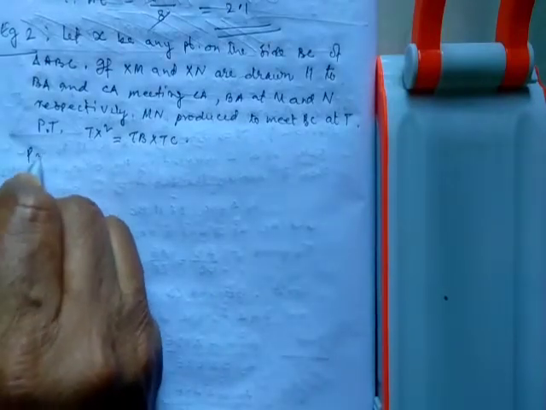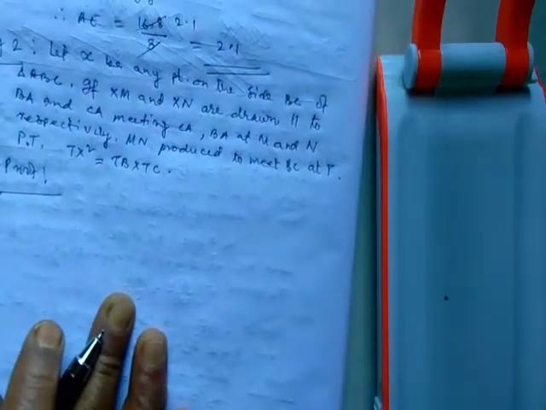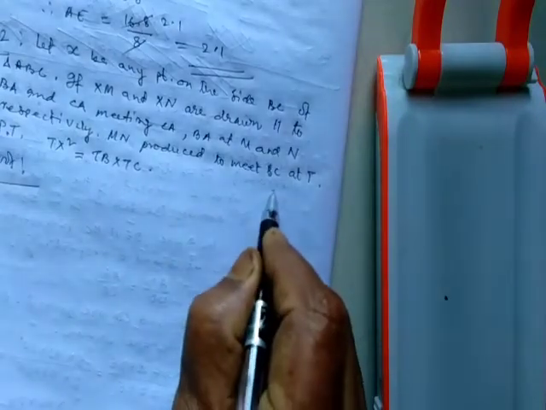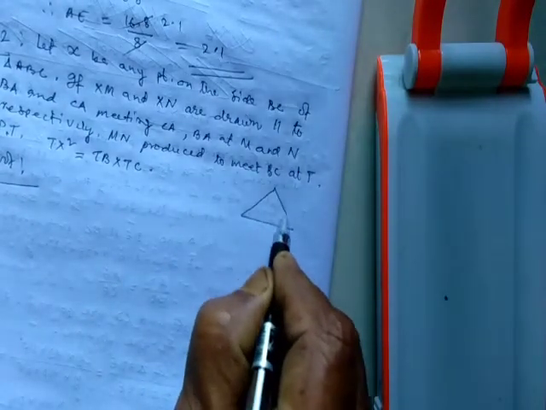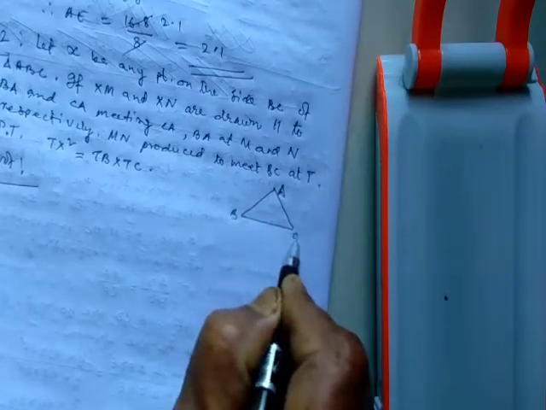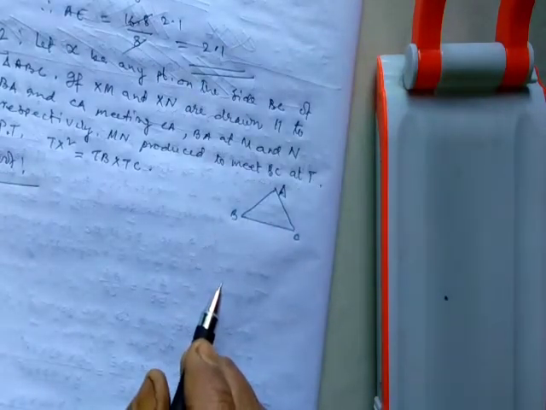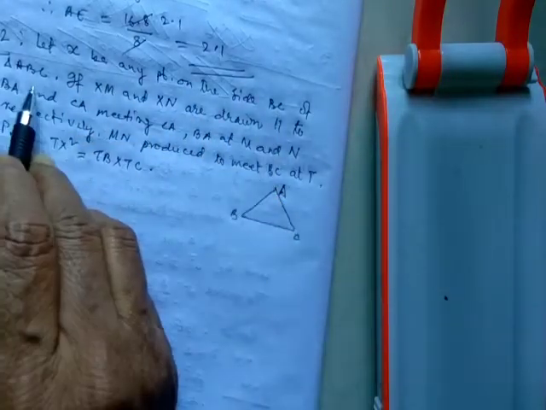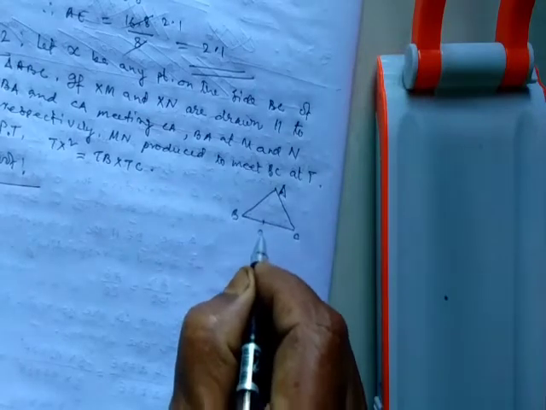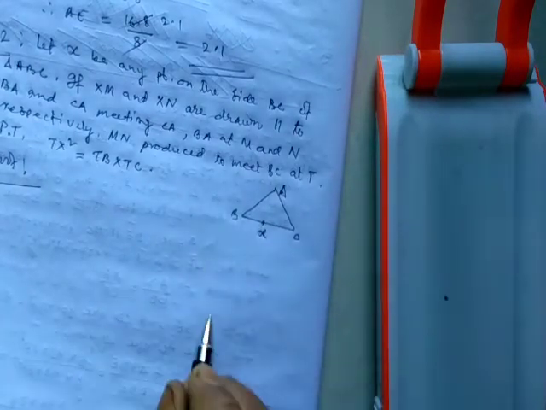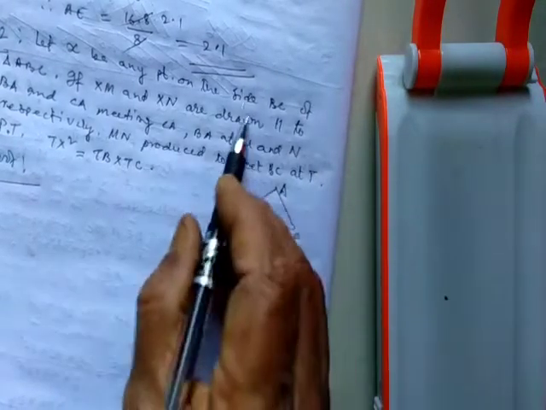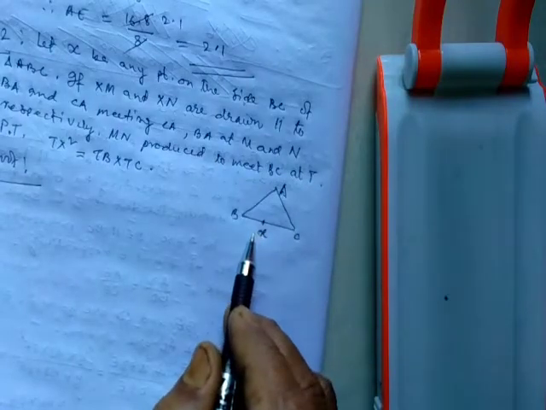Proof. Let me draw the diagram at first. First of all, I am going to draw a triangle ABC. This is a triangle. Then X is any point on the side BC of triangle ABC. This point is X.